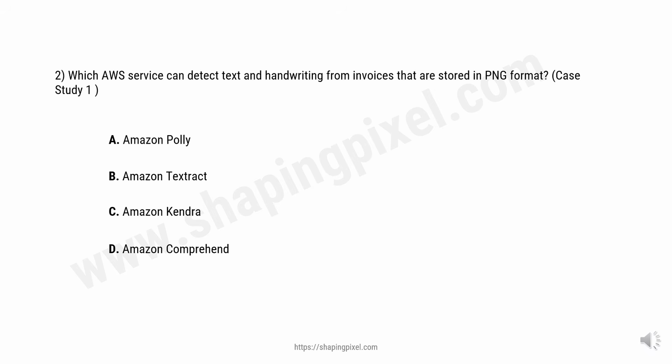Question number 2. Which AWS service can detect text and handwriting from invoices that are stored in PNG format? Option A, Amazon Polly. Option B, Amazon Textract. Option C, Amazon Kendra. Option D, Amazon Comprehend. And the correct answer is option B, Amazon Textract.